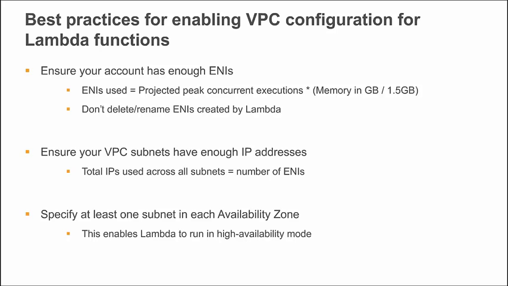Let's talk a little bit about the best practices for enabling the VPC configuration for your Lambda functions. The first one is that you need to ensure that your account has enough ENIs. Since Lambda uses these ENIs for scaling out horizontally, we need to make sure that ENIs are available for the Lambda function to build out. We have a quick formula for you to estimate how many ENIs will be required. The ENIs used will be your projected peak concurrent executions normalized to 1.5 GB functions.